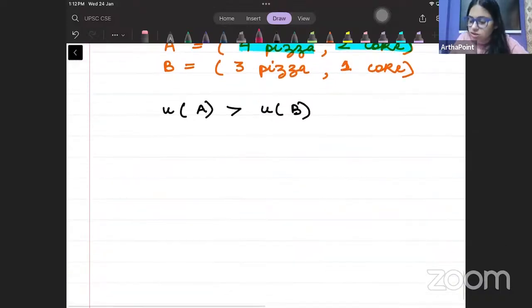So how can I show this in terms of preferences? The sign used is like this. This sign means strict preference.